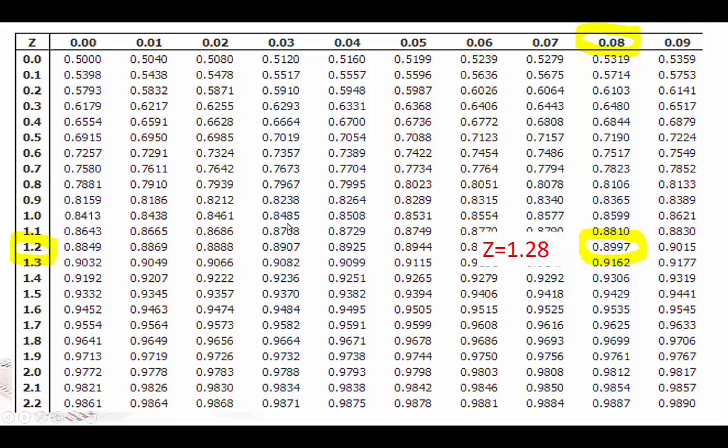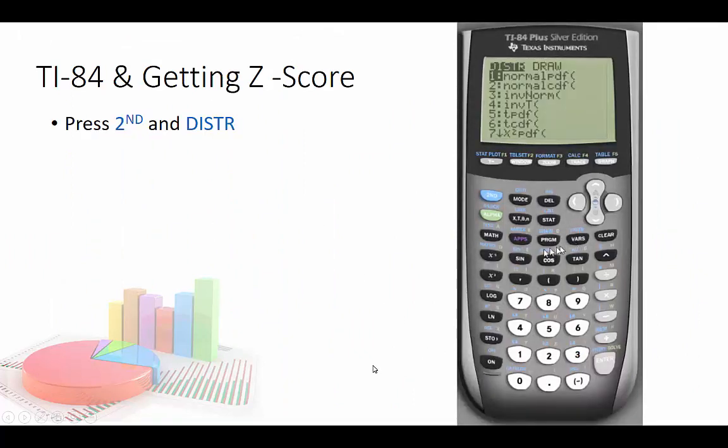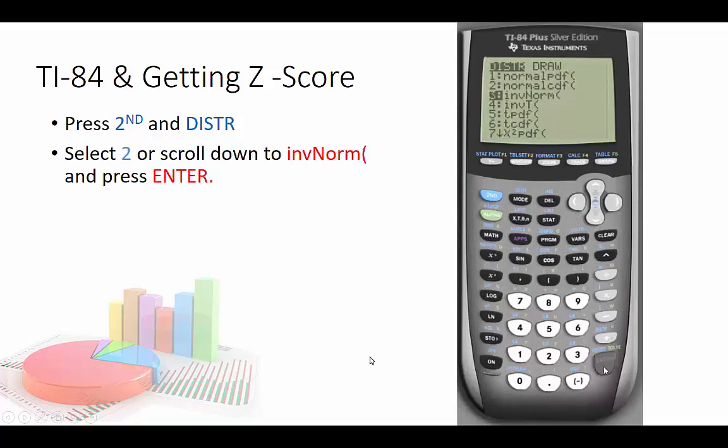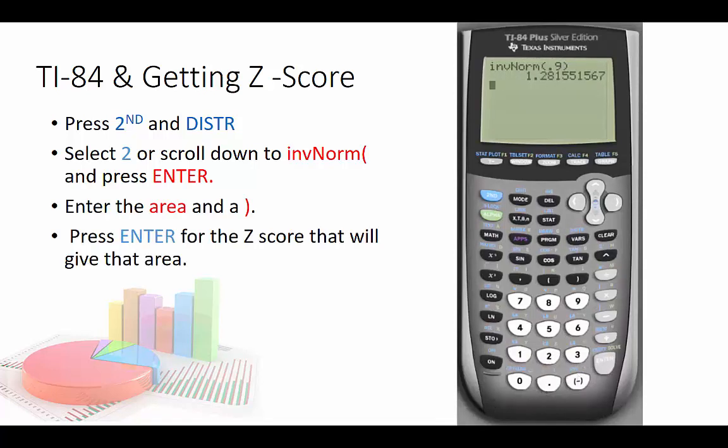Now it's much easier to get a z-score from your calculator, and this is how you do it. First of all, you press second, distribution, like we were doing before. But instead of normal CDF, you scroll down and hit inverse norm. Then you put the area, in this case 0.9, and enter. You can see it gives you the z-score, which is the same as what we had earlier.